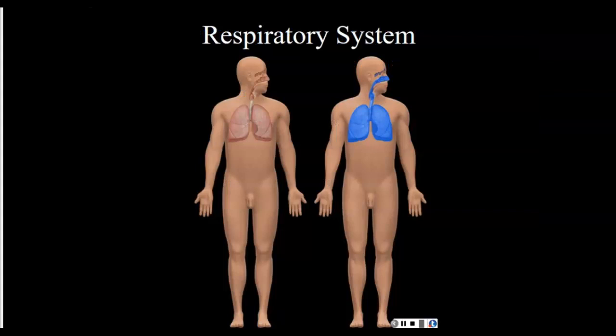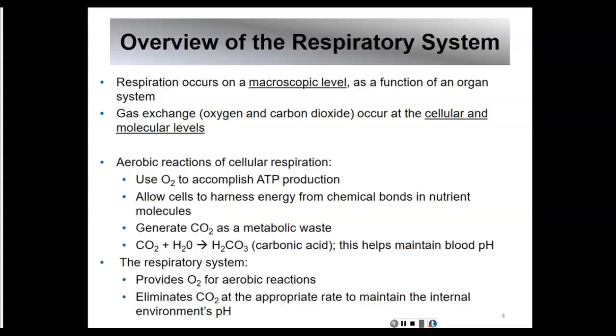Here is your respiratory system. And we think of the respiratory system as structures that bring air into the lungs, but there's also a macroscopic and microscopic level. And gas exchange is primarily between oxygen and carbon dioxide, and that happens at a molecular and cellular level.